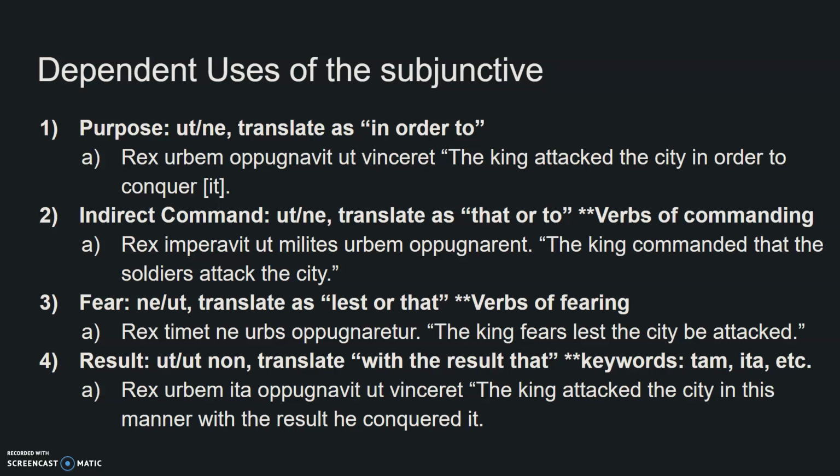And so we have this lovely example. Rex urbem oppugnavit ut vinceret. The king attacked the city in order to conquer it. Then we get two other kinds of subjunctives we've talked about. Once again, they both use ut and ne, and they both have specific types of verbs that introduce the clauses. And this is what's going to help us when we see ut and ne, plus the subjunctive, to figure out what kind of clauses they are. Purpose clauses, automatically we'll assume it's purpose unless we have a verb of commanding. And then we have an indirect command. So as in example 2a here, Rex imperavit ut milites urbem oppugnarent. The king commanded that the soldiers attack the city.